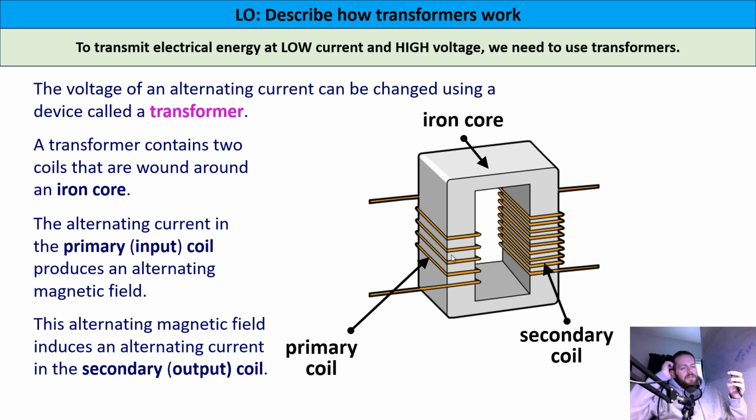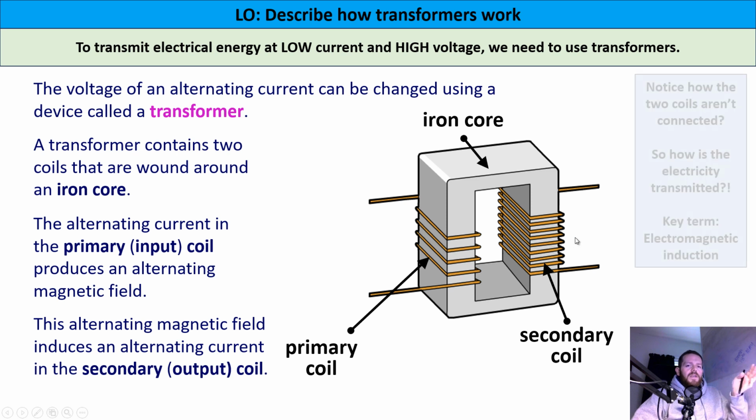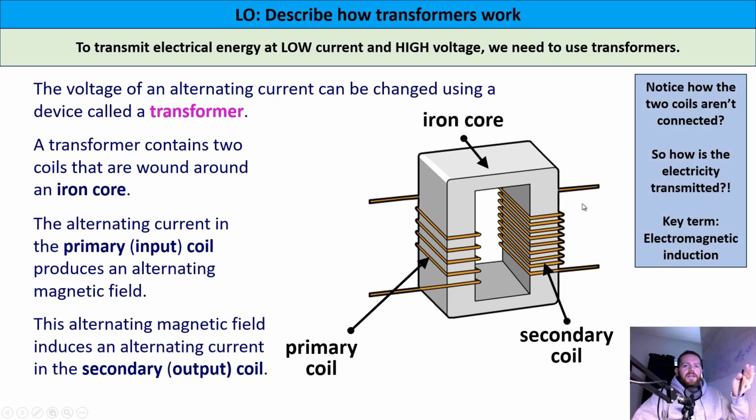It becomes magnetized. There's a key term that you need to get here, okay? So these two coils aren't connected. How is it transmitted? There's a key term that I want you to understand, and it's electromagnetic induction, okay? We talk about a current being induced in the wire. Let's talk about what induction is, okay?